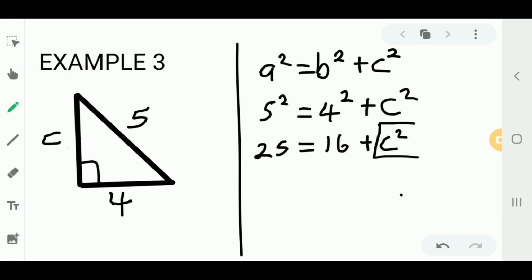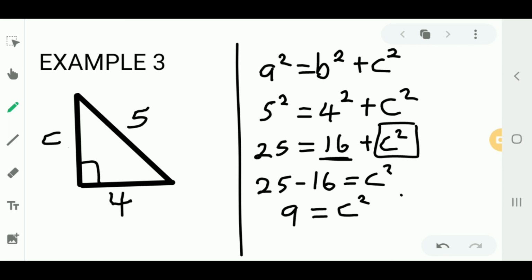You want this by itself, so that means you're taking this over. So we have 25 minus 16 is equal to C squared. 25 minus 16 is 9, is equal to C squared. And we want to find C by itself, so that means we're finding the square root of both sides. Now the square root of 9 is 3.